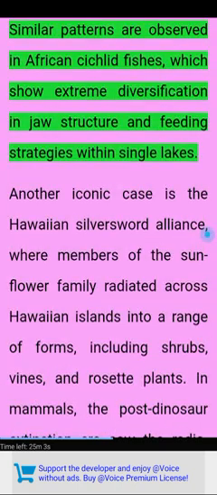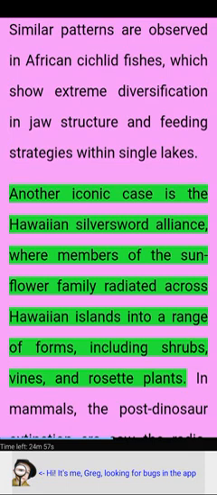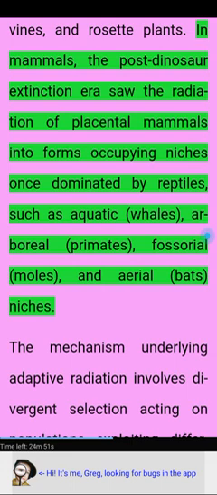Similar patterns are observed in African cichlid fishes, which show extreme diversification in jaw structure and feeding strategies within single lakes. Another iconic case is the Hawaiian silverswords, where members of the sunflower family radiated across the Hawaiian islands into a range of forms, including shrubs, vines, and rosette plants. In mammals, the post-dinosaur extinction era saw the radiation of placental mammals into forms occupying niches once dominated by reptiles, such as aquatic whales, arboreal primates, fossorial moles, and aerial bats.